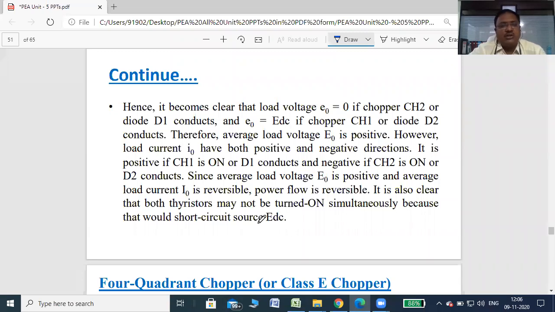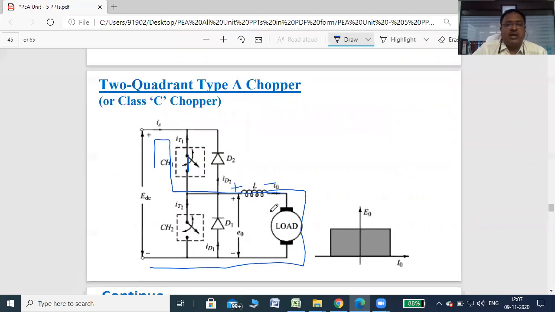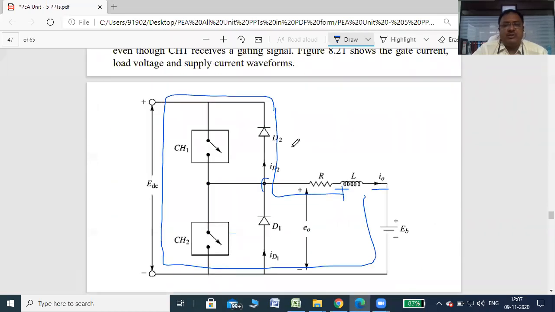However, the load current I0 has both positive and negative direction. It is positive if chopper 1 and diode D1 conduct, and negative if chopper 2 is on or diode D2 conducts. Since the average load voltage E0 is positive and the average load current I0 is reversible, power flow is reversible. It is also clear that both thyristors may not be turned on simultaneously because that would short circuit the source EDC. Okay, so I'll just repeat the working of this circuit with the help of this figure, which is somewhat bigger in size.